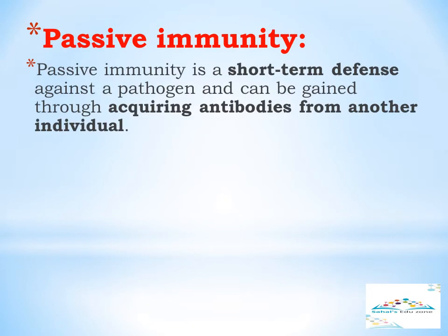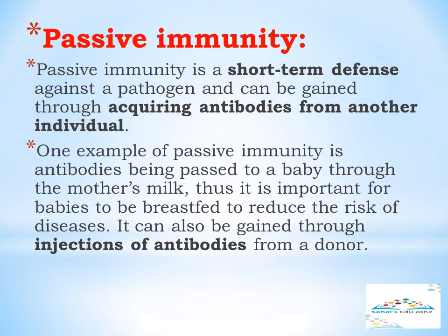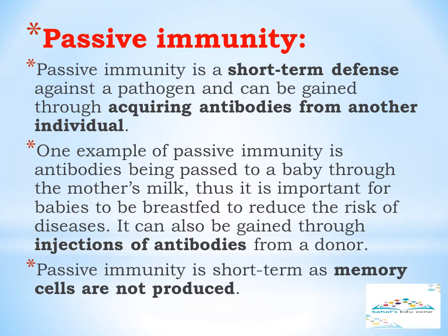Passive immunity. Passive immunity is a short-term defense against a pathogen and can be gained through acquiring antibodies from another individual. One example is antibodies being passed to a baby through the mother's milk. Thus, it is important for babies to be breastfed to reduce the risk of diseases. It can also be gained through injections of antibodies from a donor. Passive immunity is short term as memory cells are not produced.